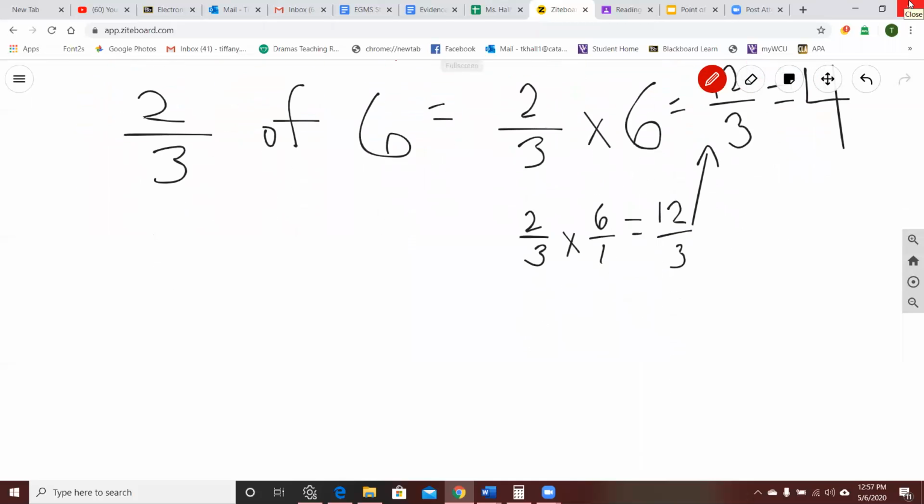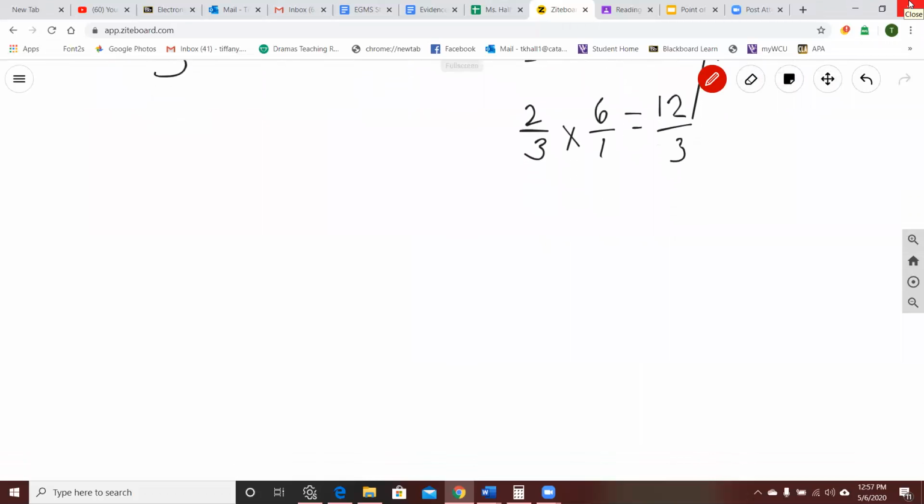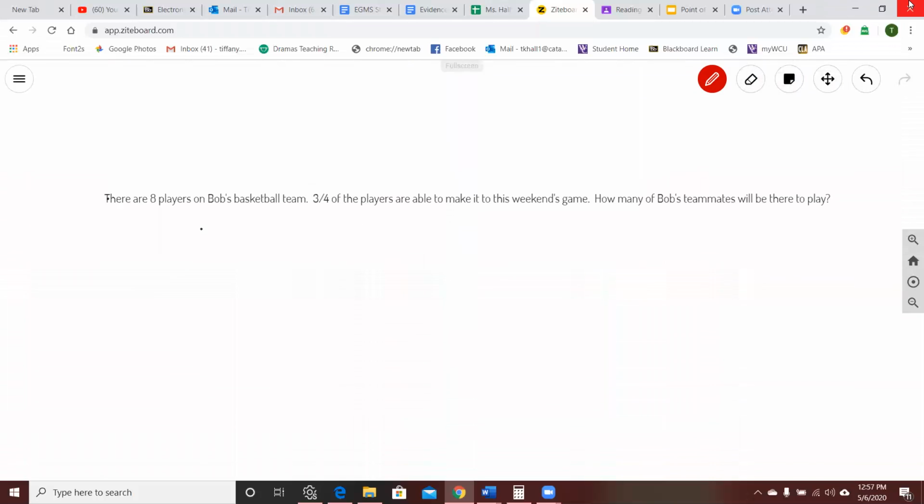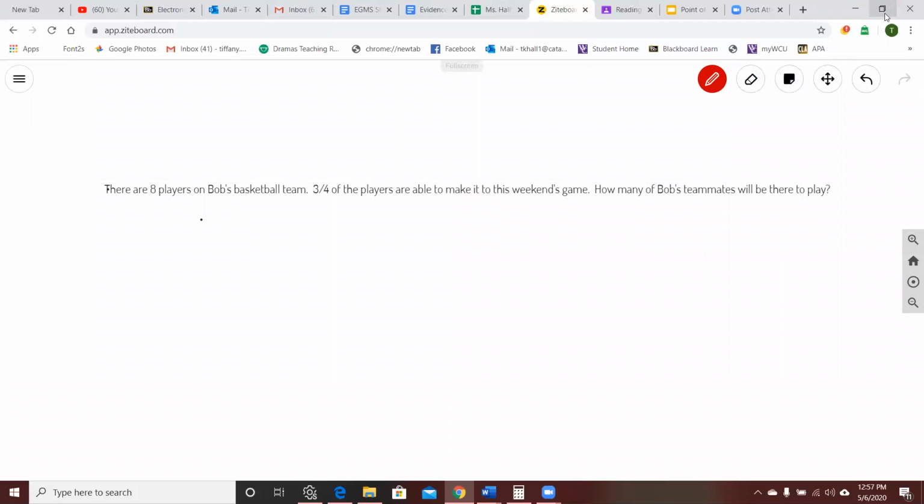Look at this one. Scroll on down. Our next problem says there are 8 players on Bob's basketball team. 3/4 of the players are able to make it to this weekend's game. How many of Bob's teammates will be there to play? So what question am I asking? I'm asking how many of Bob's teammates will be there to play. That's what you're trying to figure out the answer to.